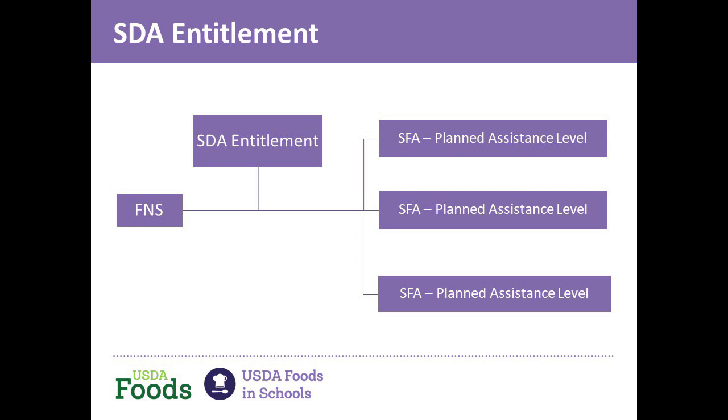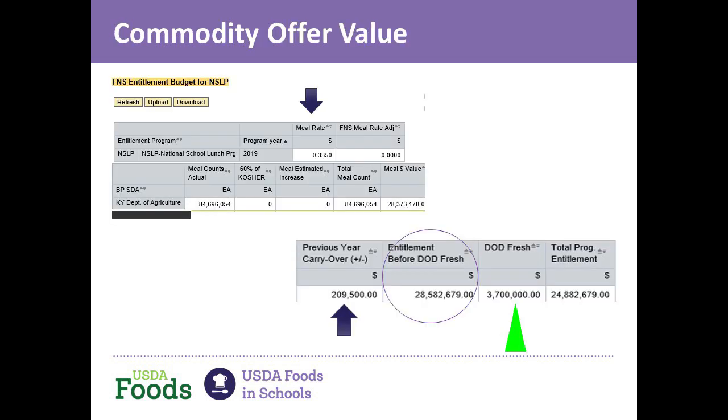So FNS distributes the entitlement to the states. The entitlement belongs to the state, and the state is responsible to spend the entitlement in the year it was received. The state distributes entitlement to their SFAs as Planned Assistance Level, or PAL. Let's look at what commodity offer value should be distributed to SFAs as Planned Assistance Level, or PAL.